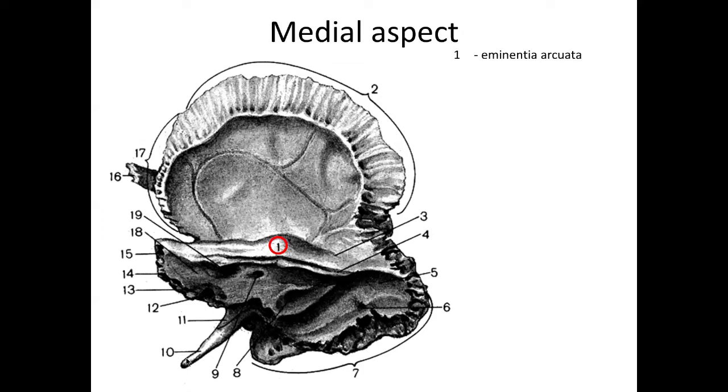Again, we can recognize processus styloidus. Again, we can recognize the squamous part, processus zygomaticus. And now we can see pyramis or pars petrosa. So pyramis is seen only from medial aspect.